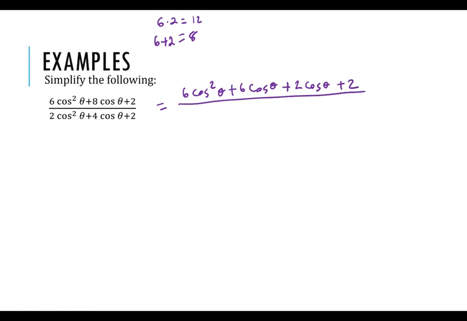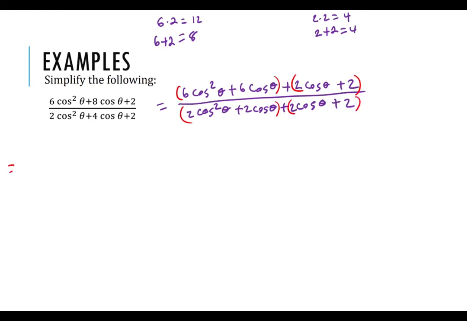The denominator ends up working very similarly. I recognize that 2 times 2 is 4, and then 2 plus 2 is 4, which is the middle term, and so that can be written as 2 cosine squared of theta plus 2 cosine theta plus 2 cosine theta plus 2. Now I'm doing a lot here. If it's easier for you to do just the numerator and then just the denominator separately, don't be afraid to do exactly that. Alright, but then I can force the factor by grouping. I'm going to do tops and bottoms.